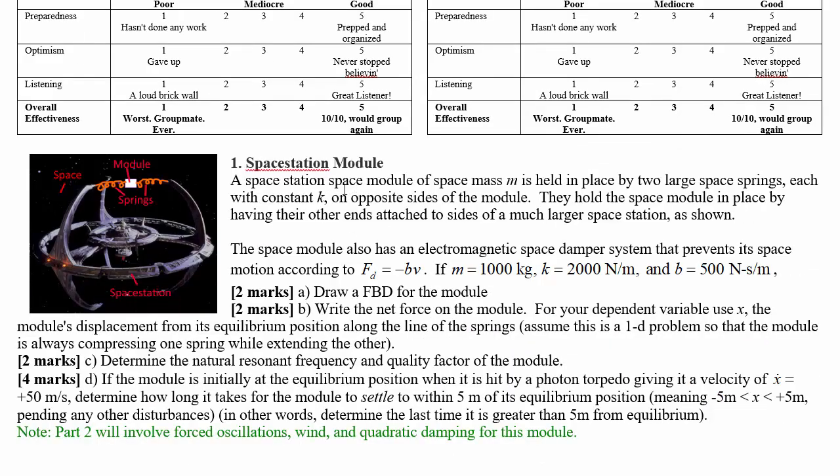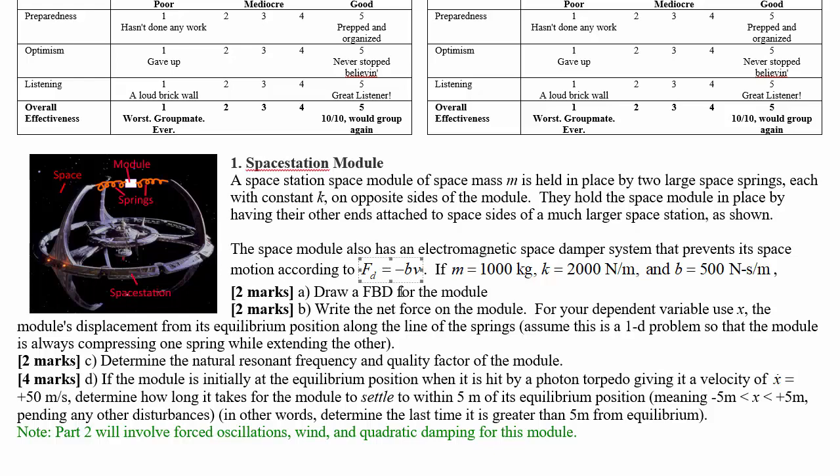A space station space module of space mass m is being held by two large space springs, each with constant k on opposite sides of the module, as shown here. They hold the space module in place by having their other ends attached to sides of a much larger space station, as shown. Maybe I should have called those space sides. Sure. Okay, the space module also has an electromagnetic space damper system that prevents its space motion.